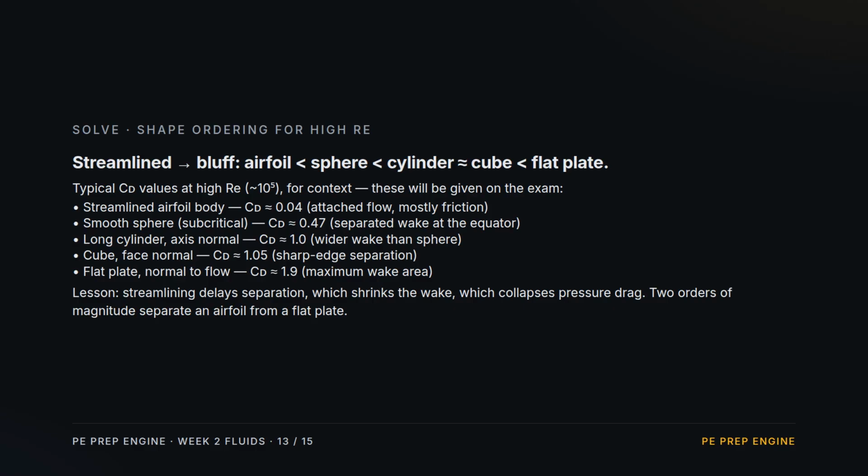Reference C sub d values at high Reynolds, all from Cengel and White. A streamlined airfoil body near 0.04, flow stays attached, drag almost all friction. A smooth sphere, about 0.47, separation near the equator. A long cylinder near 1. A cube just above 1. A flat plate perpendicular to the flow, about 1.9, the worst case. 2 orders of magnitude separate airfoil from flat plate. Streamlining delays separation, shrinks the wake, collapses pressure drag.